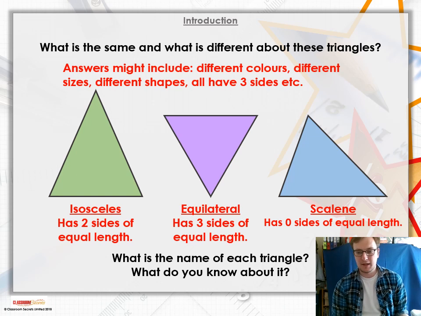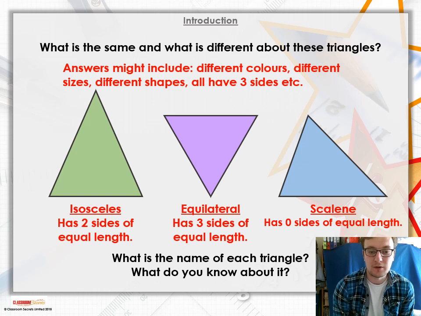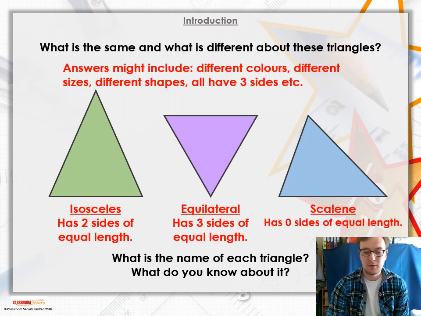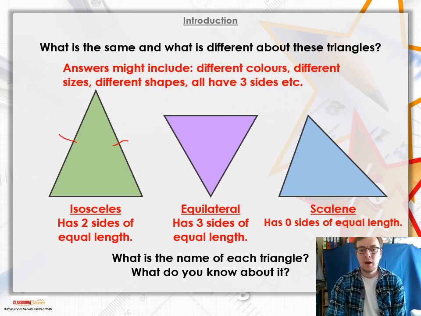So something you might have said about these triangles is that they may have been different colours, different sizes and different shapes, but something the same is that they all have three sides. Now the first triangle there, the green one, is called an isosceles triangle, and that has two sides of equal length. You can see that here. This side and this side are equal.